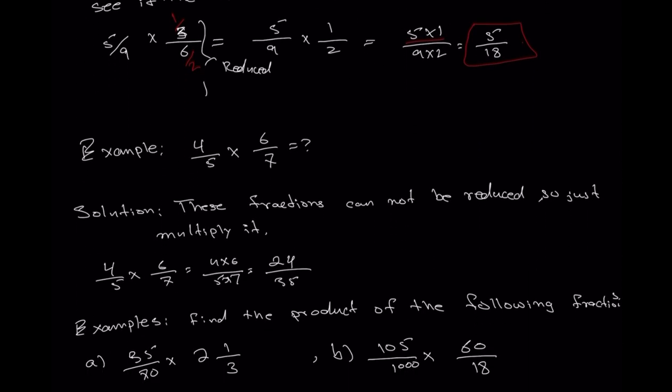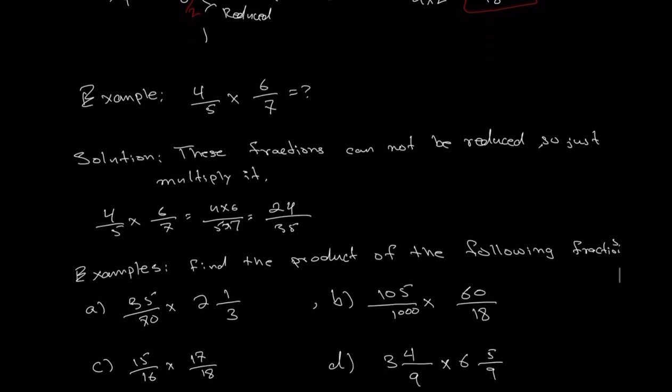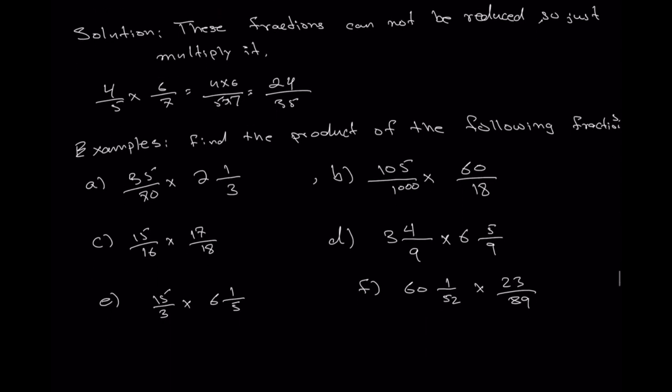Now example again, 4 over 5 times 6 over 7. Since we have all these numbers, they cannot be reduced because they don't have any common factors. So we will go ahead and multiply numerator by numerator and denominator by denominator. 4 times 6 is 24. 5 times 7 is 35. So this will be our new product.